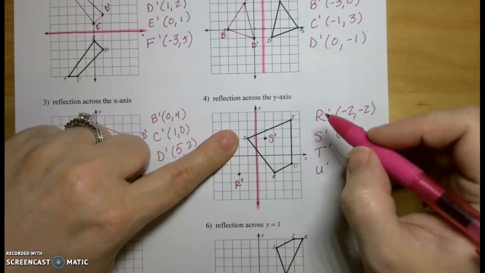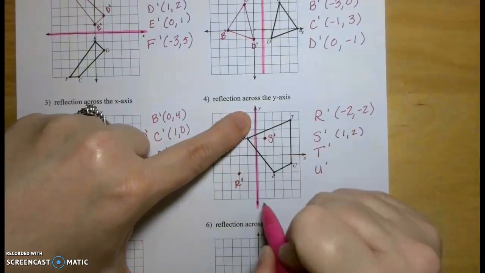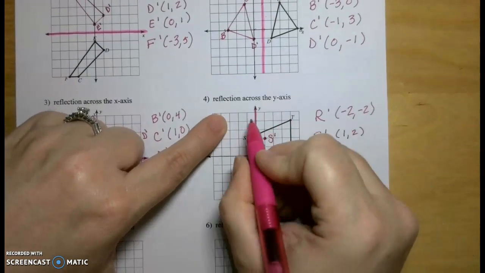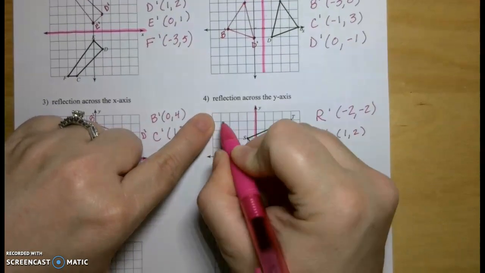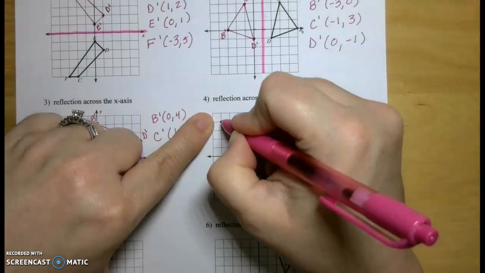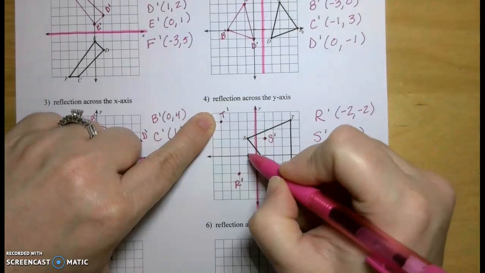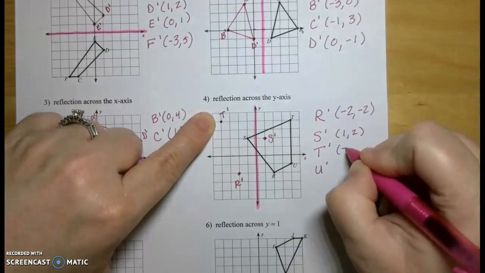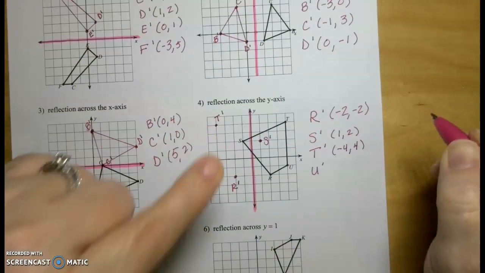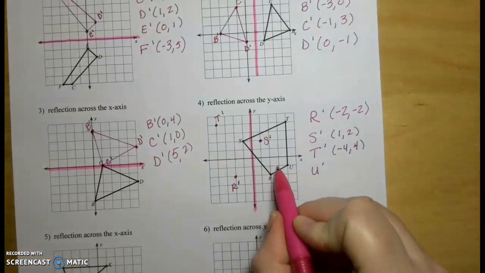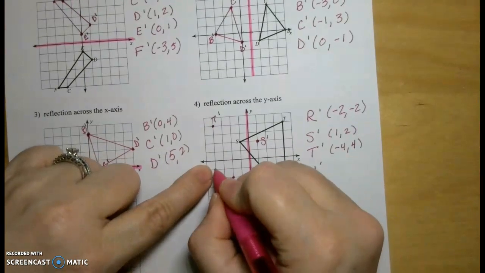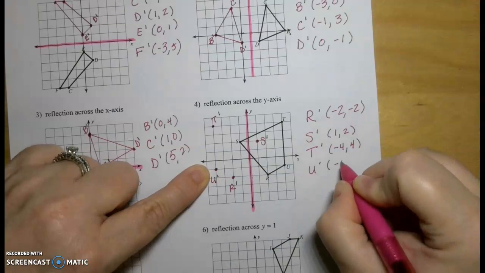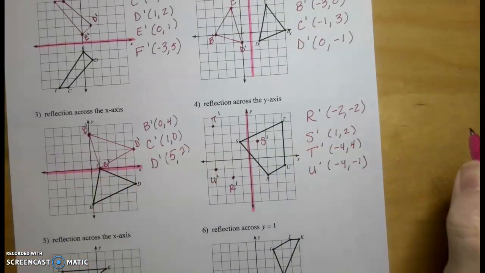Then we have T prime. Well, again, always going back to that highlighted line. T is 4 units to the right, so T prime is going to be 4 units to the left, which is (-4, 4). And then U prime, U is 1, 2, 3, 4 units to the right, so U prime is also going to be 4 units to the left, just like T prime was. And that's the point (-4, -1).